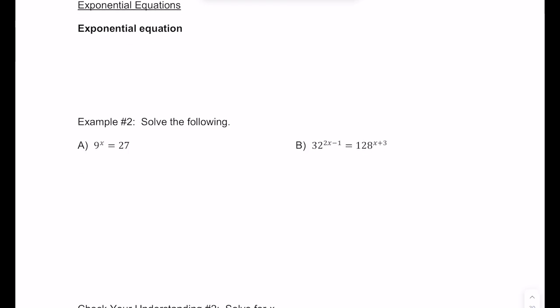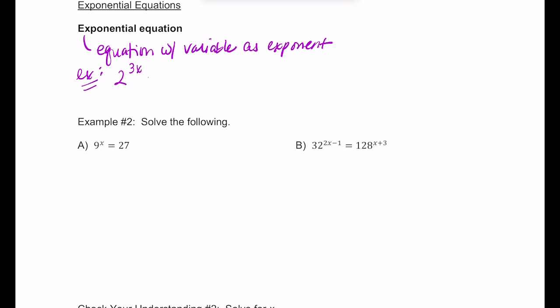Now, an exponential equation is an equation with a variable that's an exponent. So an example could be 2 to the 3x power equals 7, or even 2 to the x equals 7. That could be an exponential equation. You have an equals, and you have the variable as an exponent. Our job would be to figure out what value of x would make the left and right expressions equal.